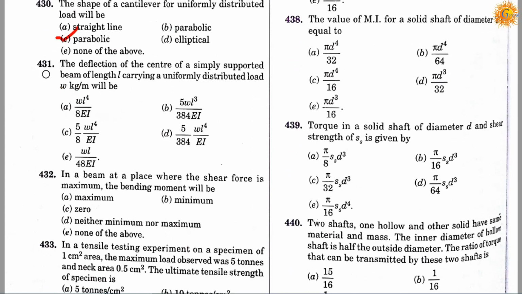Question number 431. The deflection of the center of a simply supported beam of length L carrying a uniformly distributed load W kg per meter will be option A WL^4 divided by 8EI, option B 5WL^3 divided by 384EI, option C 5WL^4 divided by 8EI, option D 5WL^4 divided by 384EI, and option E is WL divided by 48EI. Correct answer is D, it will be 5/384 WL^4 divided by EI.